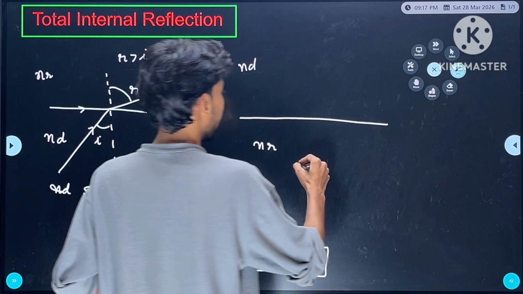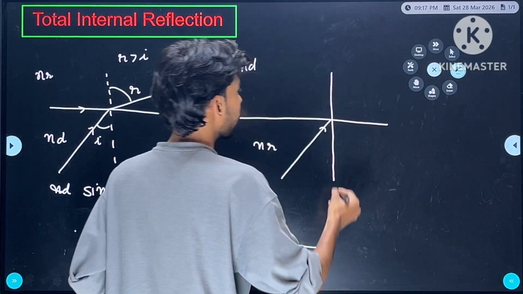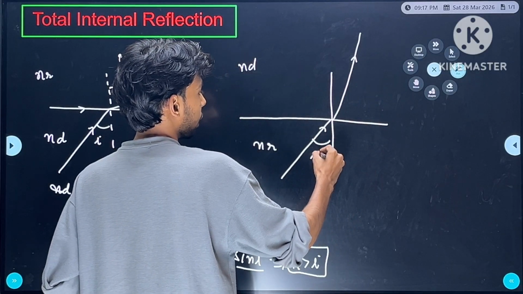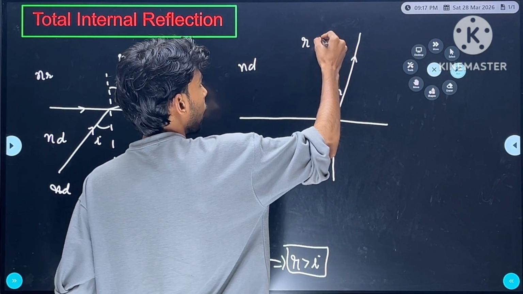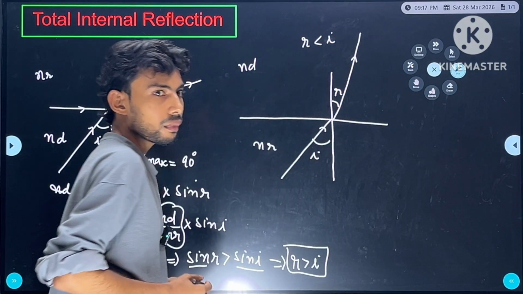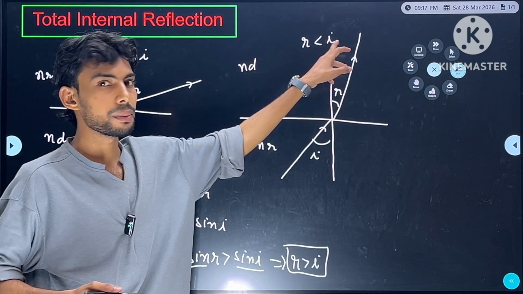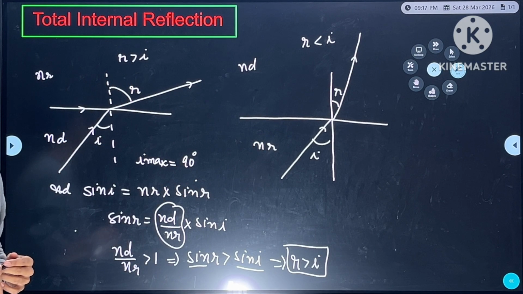Similarly here, if a light ray is incident from rarer medium to denser medium, so theoretically you already know that it will bend towards the normal like that, and that is angle of incidence I, that is angle of refraction R again. So this R is of course less than I. So when light is incident from rarer to denser, this refraction angle will always be less than I, but in this case this angle of refraction will be always greater than I.